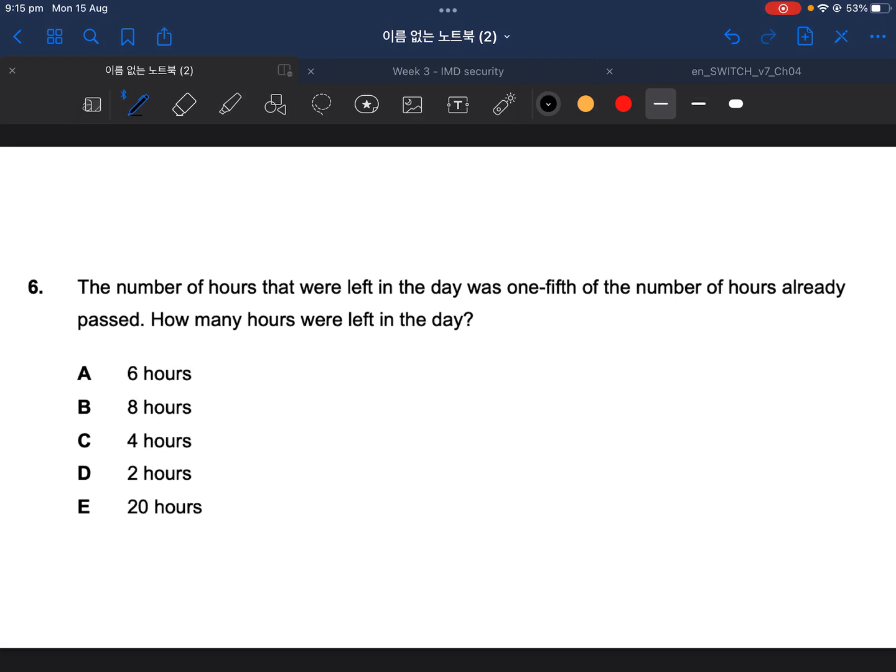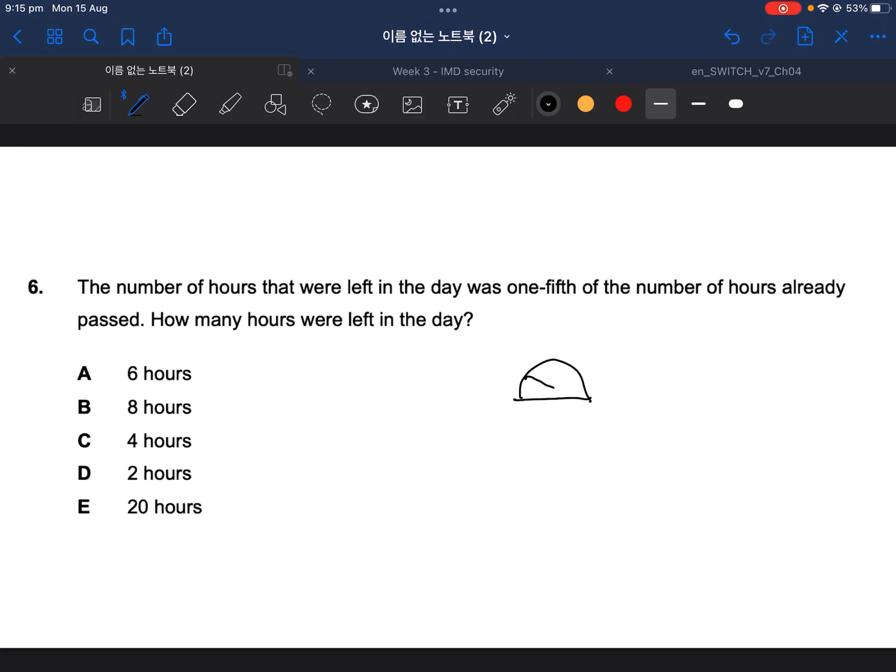Question number 6. The number of hours that were left in a day was 1/5 the number of hours already passed. How many hours were left in the day? I like to draw this little diagram. Imagine it's a sun, representing the number of hours in a day with light. It says 1/5 of the number of hours already passed is how much was left.